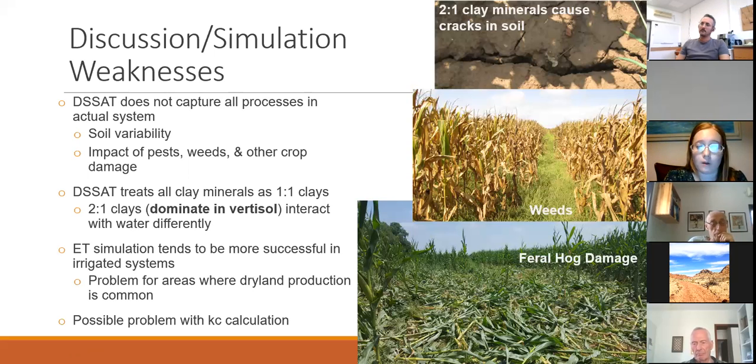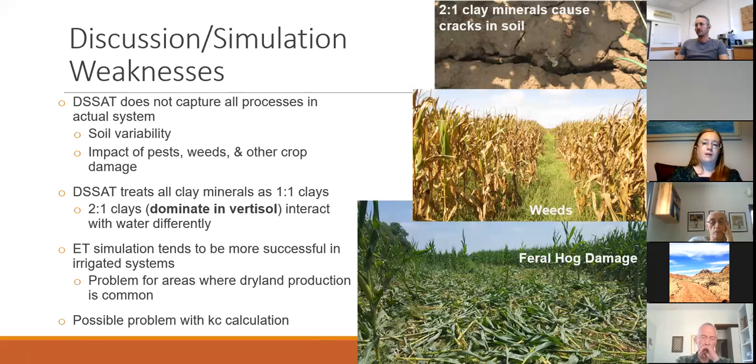However, this is a potential problem for areas where dry land production is the main method of crop production. In the area of Texas where this study took place, almost all of the corn and cotton grown is not irrigated because we usually get a decent amount of rainfall every year that the irrigation isn't necessary. So that creates a potential problem for attempting to model what's going on in this part of the country, simply because most of the models work best with irrigated systems, and most farms in this area are not irrigated. And then finally, as we discussed earlier, there's a problem with the KC calculation.